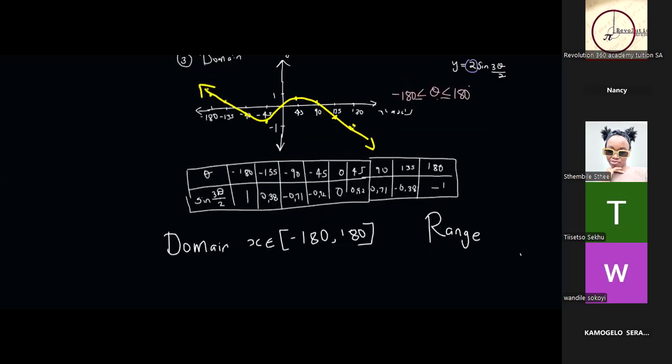starts where? At -1, and it ends there at 1. Let me show you. Start at -1, then it ends in alignment at 1. So that is going to be the range. Domain: all possible values of x. Range: all possible values of y.